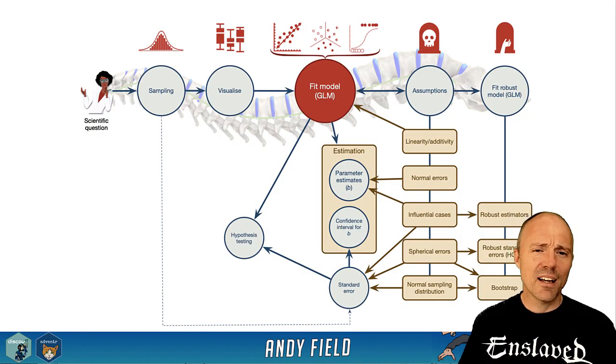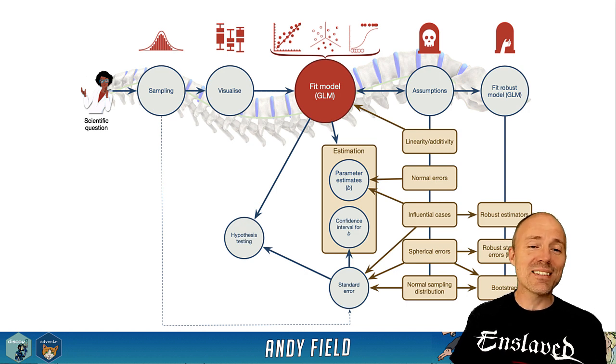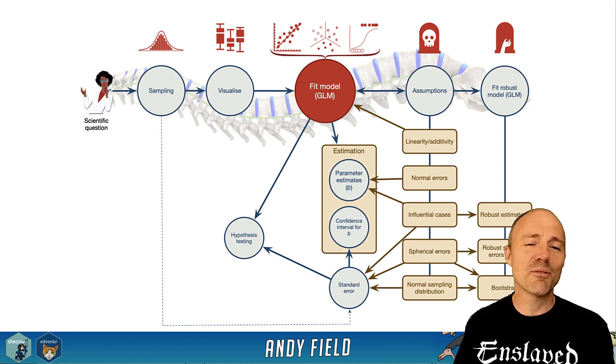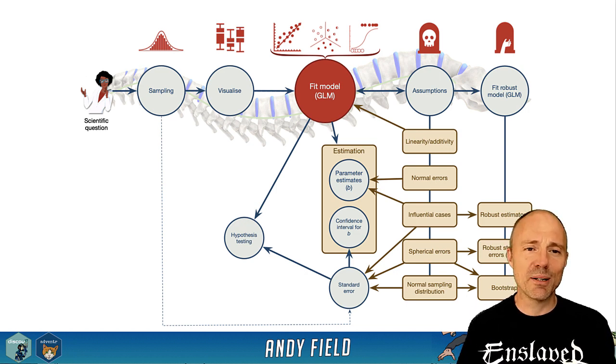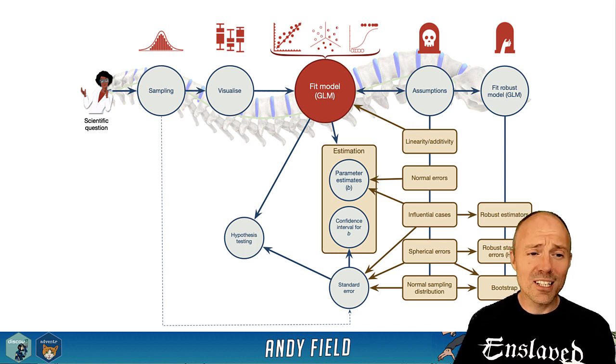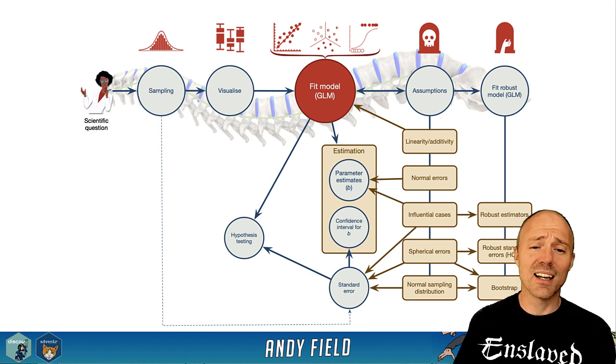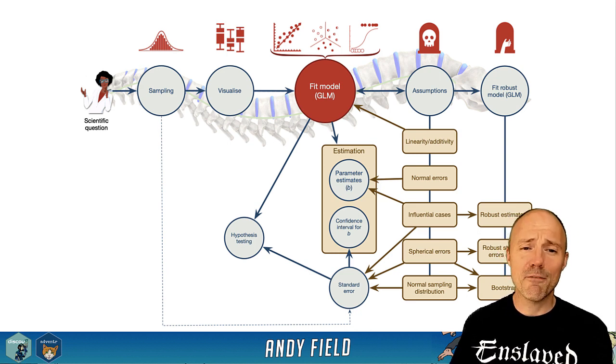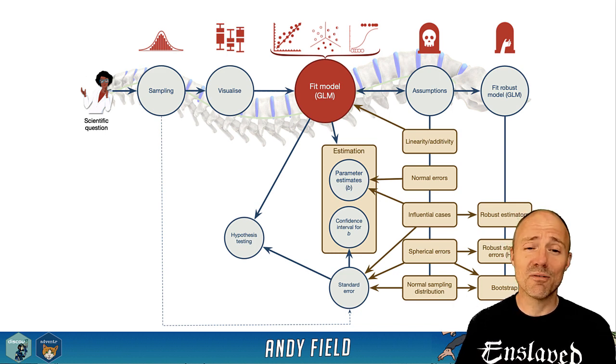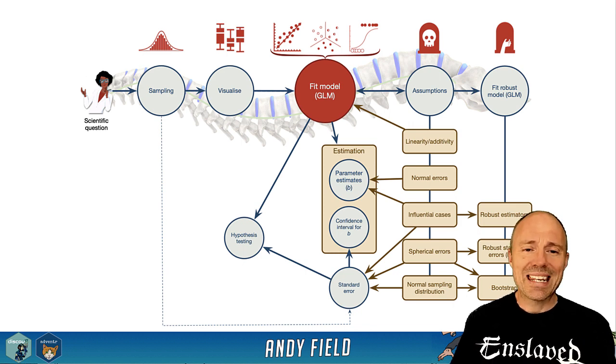We've seen this figure probably too many times, but just to remind us of how this all fits into the general framework of doing research, you start with a scientific question, you operationalize that question, you sample some data, and then you visualize the data before fitting some kind of model. And at least for the purposes of this module, all the models we fit are variations on the general linear model.